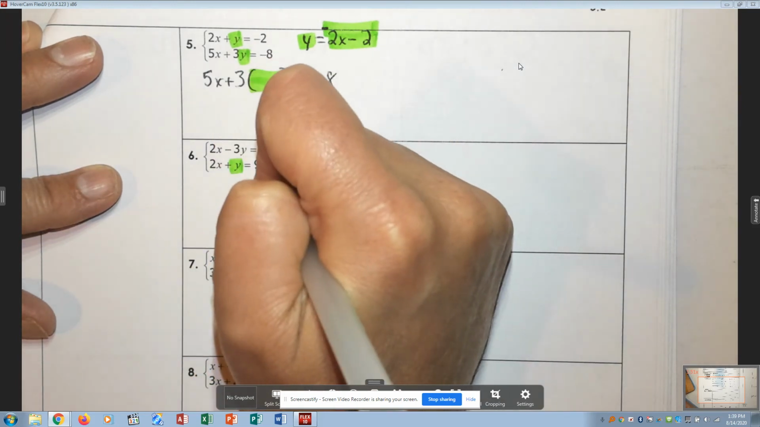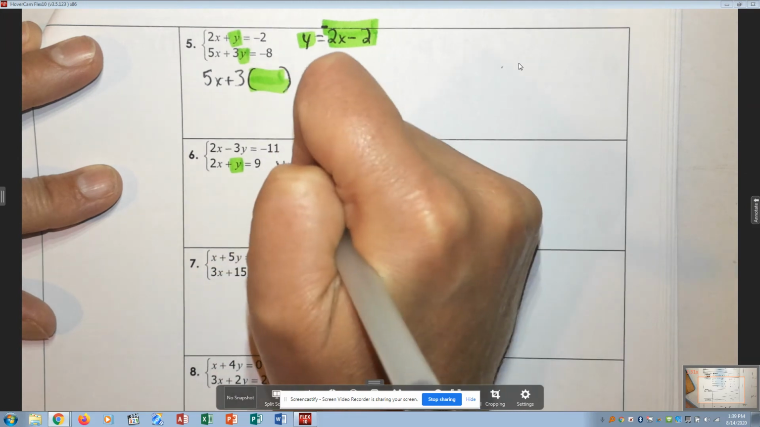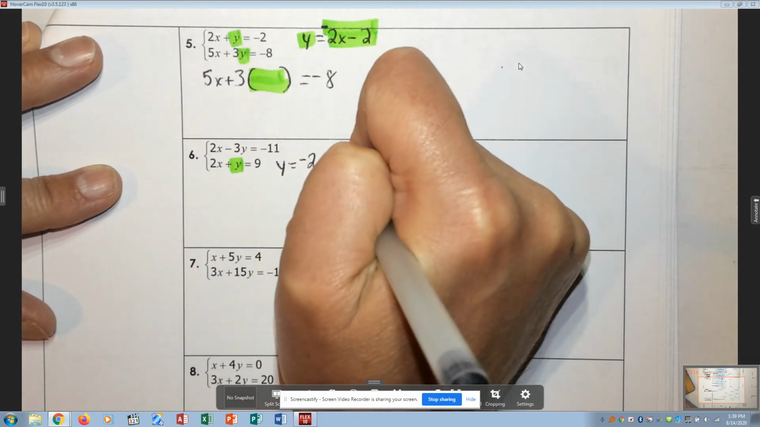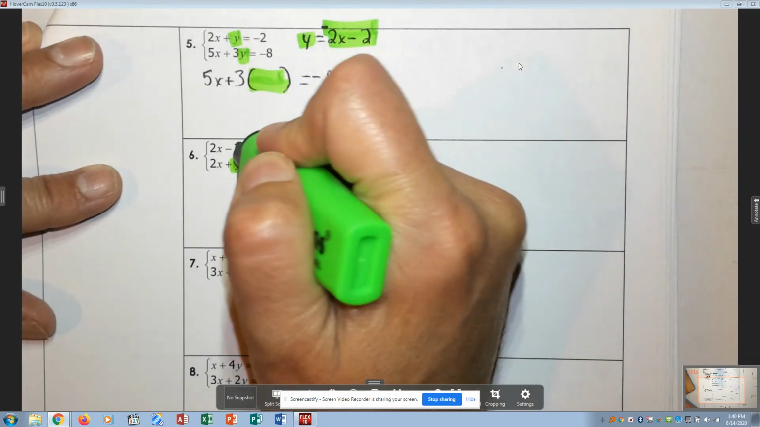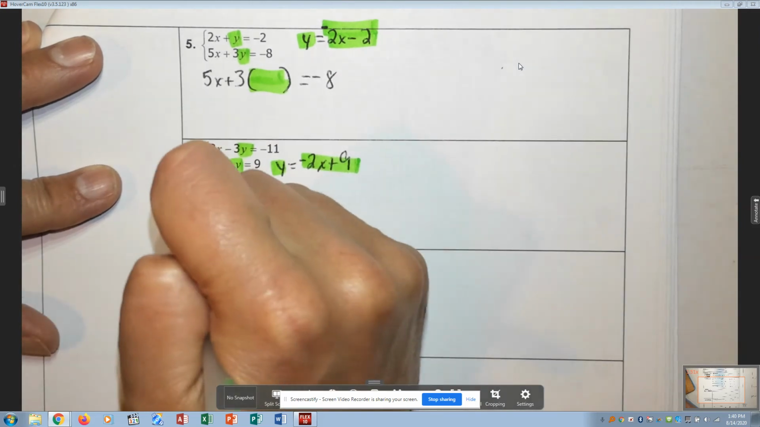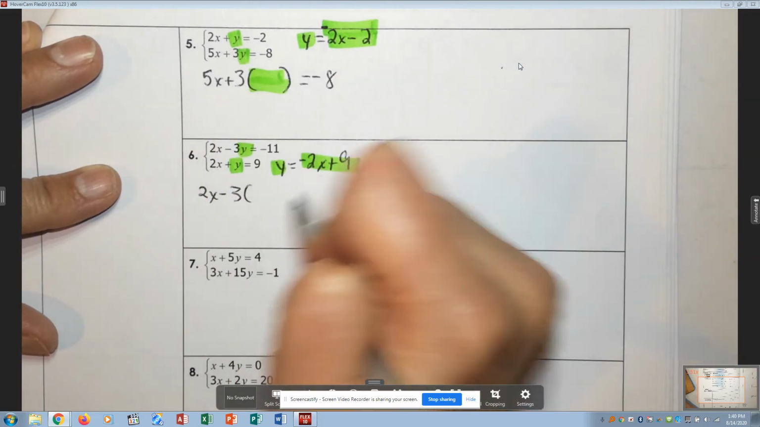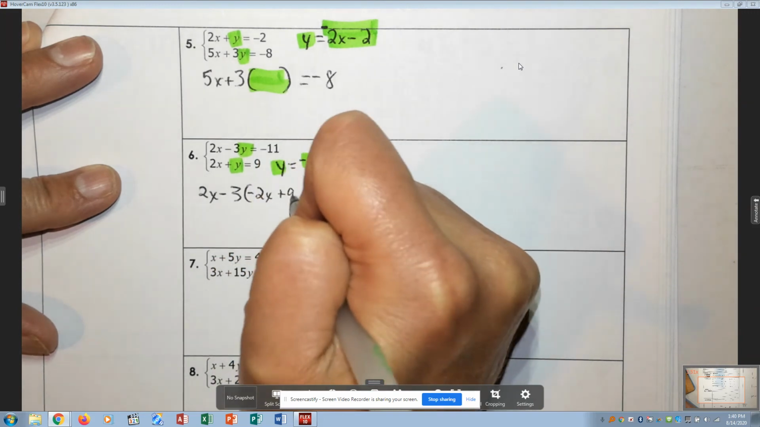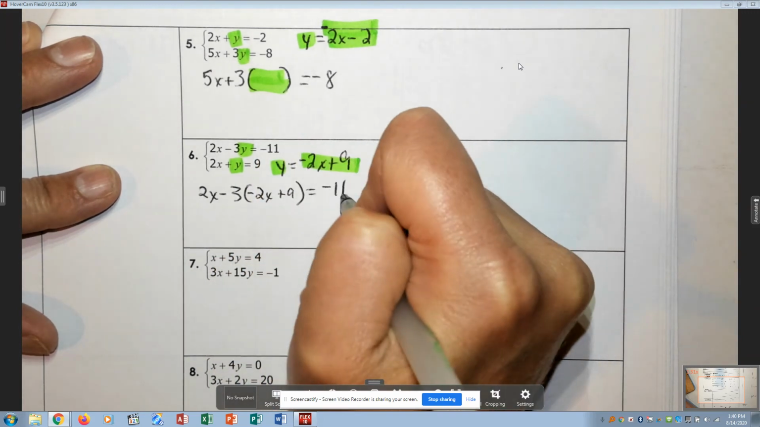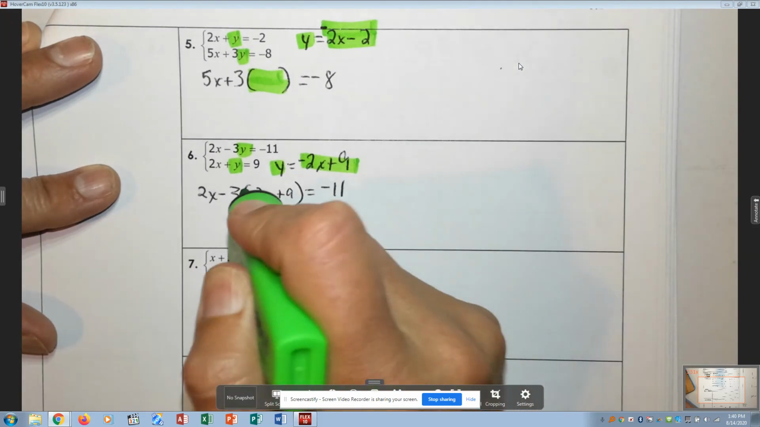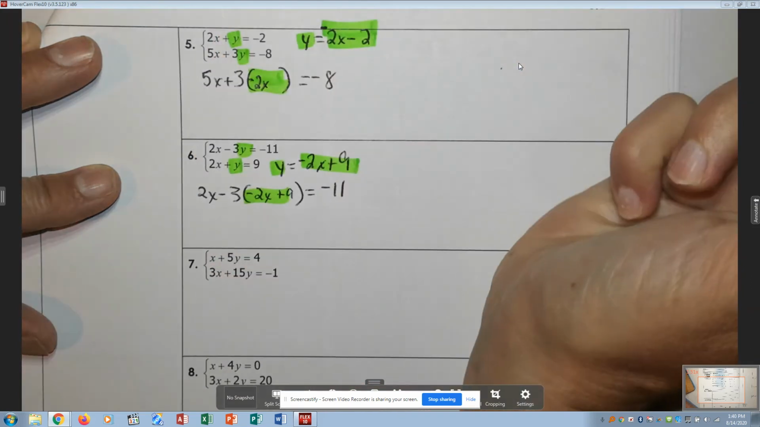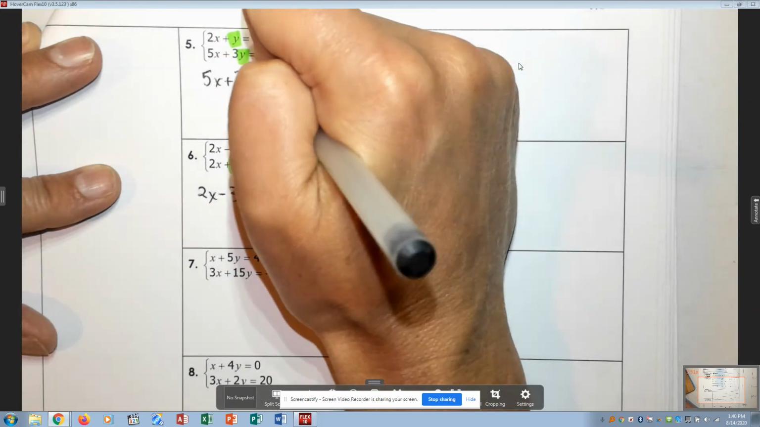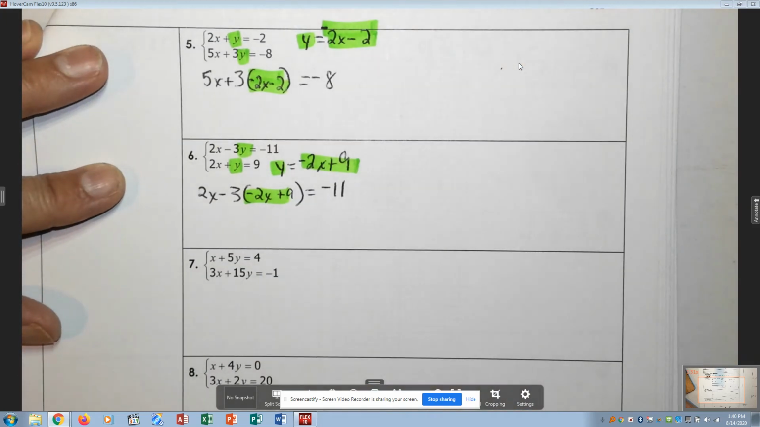So this becomes y equals negative 2x plus 9. Okay, so if y is equal to this, let's plug it in for that y. So let's rewrite it: 2x minus 3 times negative 2x plus 9 equals negative 11. So I combined, let me put that up here, 2x minus 2. So I combine them. Can you guys please find the intersection point?